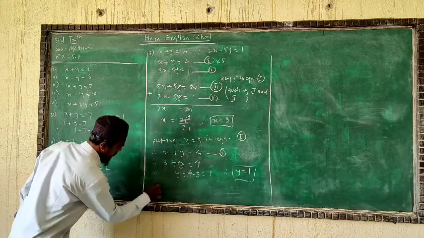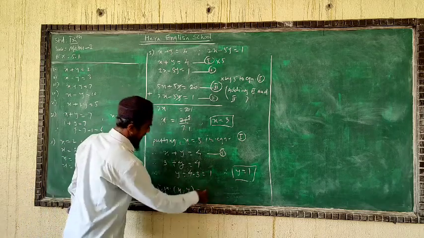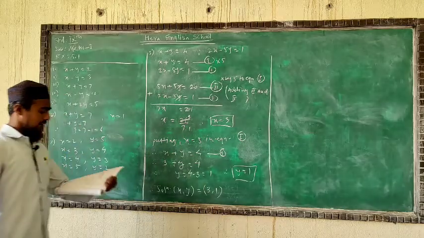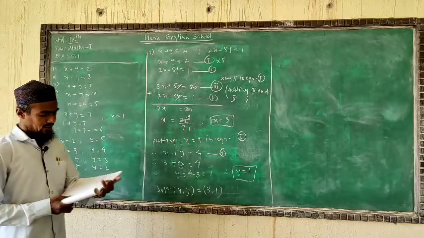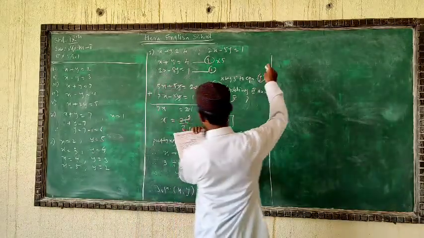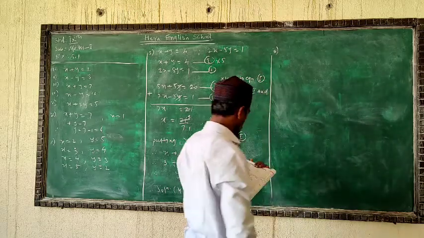Therefore, we'll write the solution of the equation as x comma y. We got x as 3 and y as 1. It's your answer. Like this you have to solve there. Now see the question number fourth one.